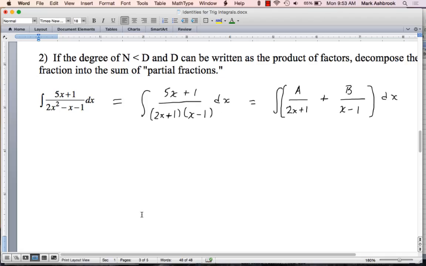So how are we going to add those two fractions together? Well, we know we're going to need the common denominator of 2x plus 1 times x minus 1. So how do we get that denominator in this first fraction? I have a over 2x plus 1. What am I going to need to do to this fraction so I get my common denominator, 2x plus 1 times x minus 1? I need to multiply the bottom by x minus 1, but to keep the value the same, also the top.